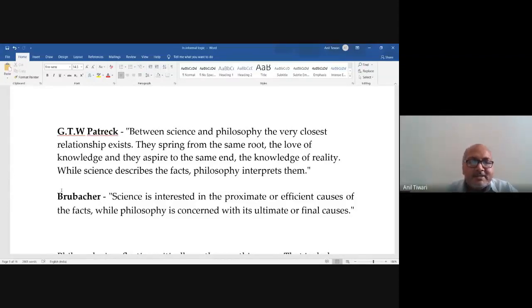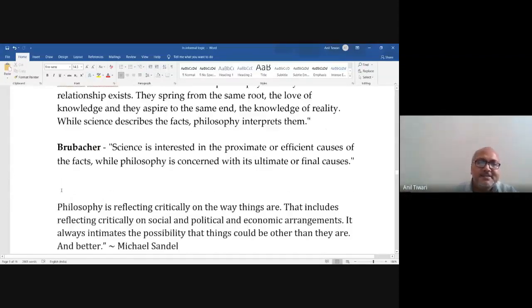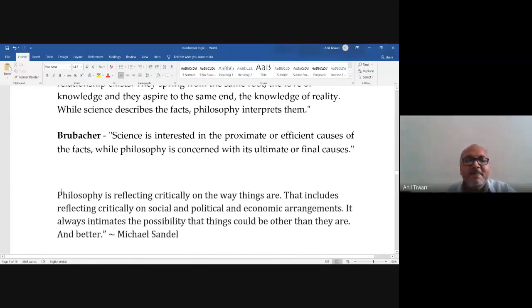Now, Brubaker, what is he saying about science and philosophy? Science is interested in the proximate or efficient causes of the facts, while philosophy is concerned with its ultimate or final causes, and certainly it fails in reaching that ultimate answer. And therefore you have that fight in the beginning.